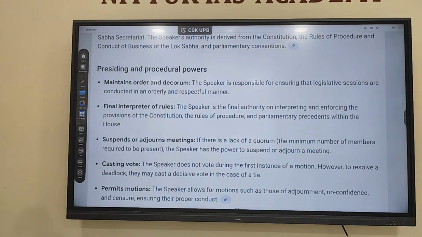Okay, these opposition party, ruling party, they will be debating, but that debating will not go on healthy basis.